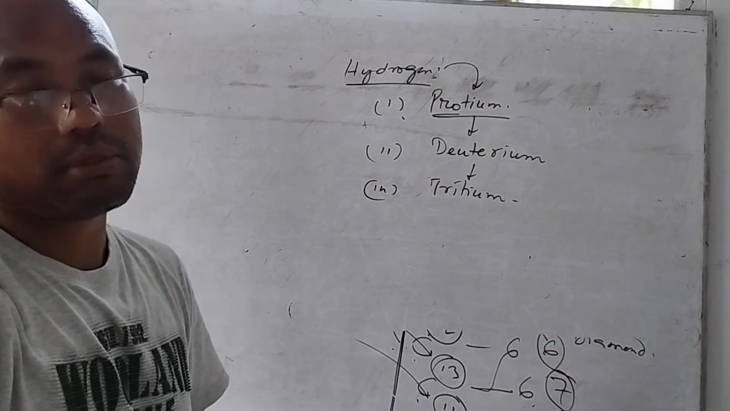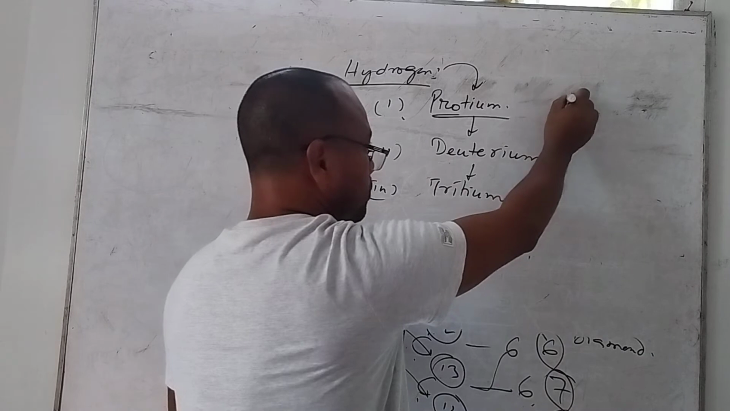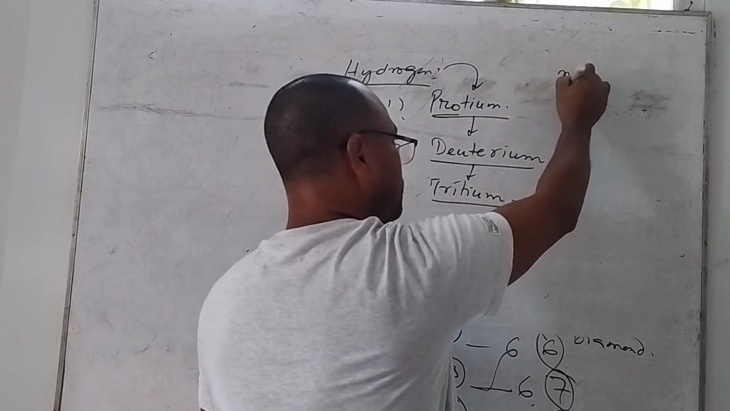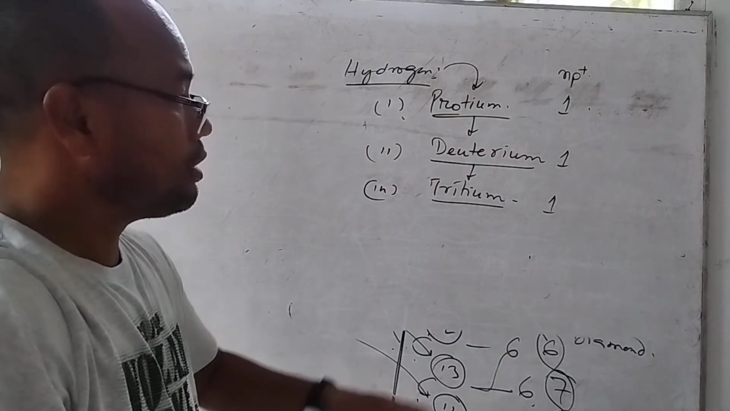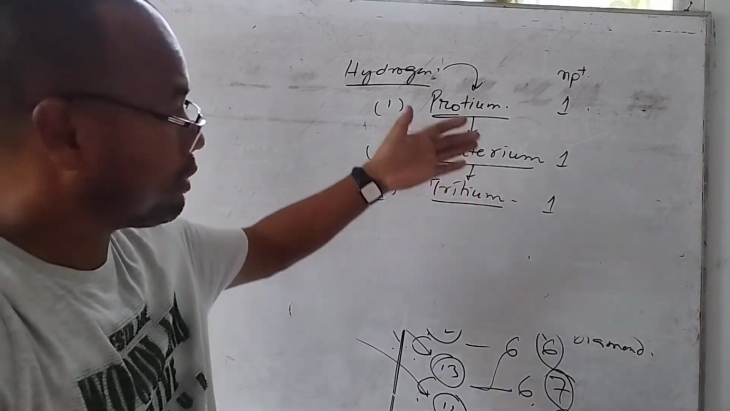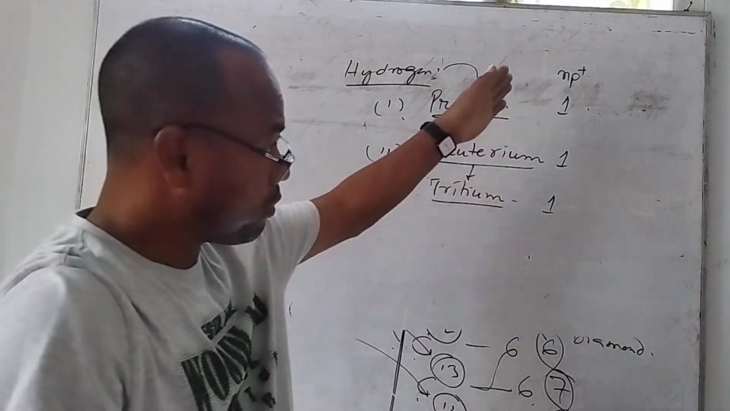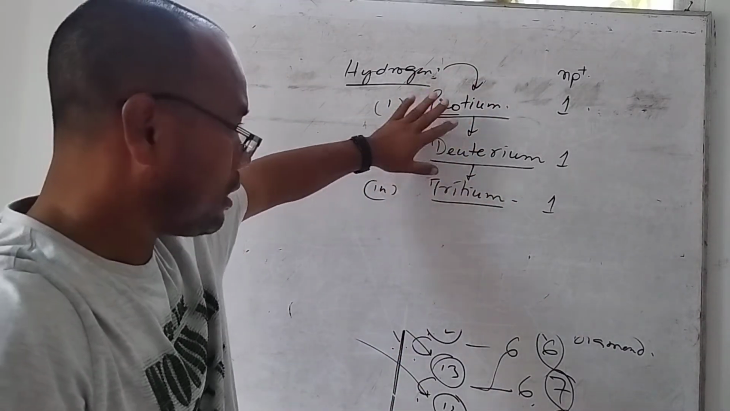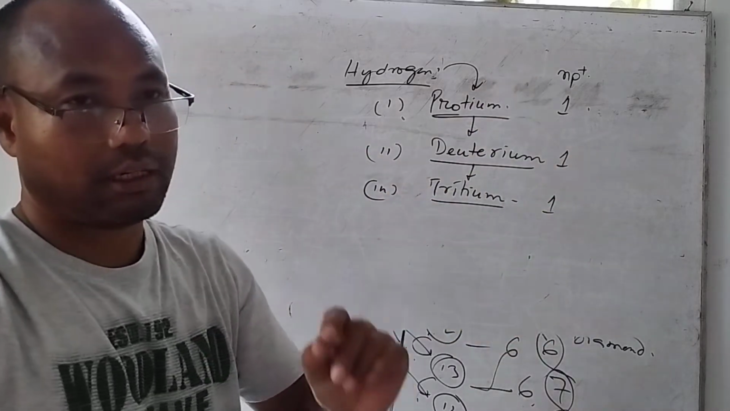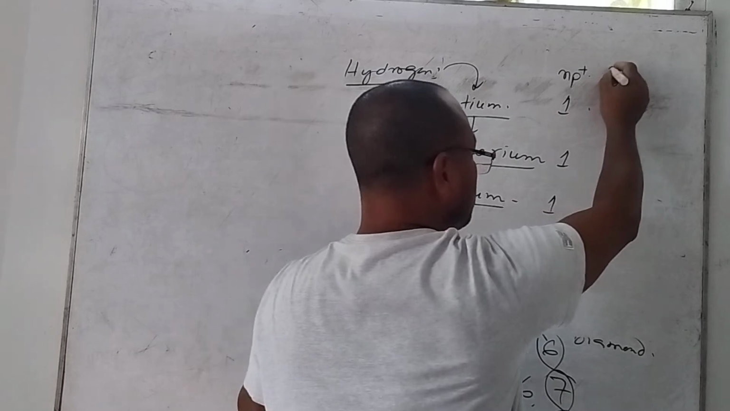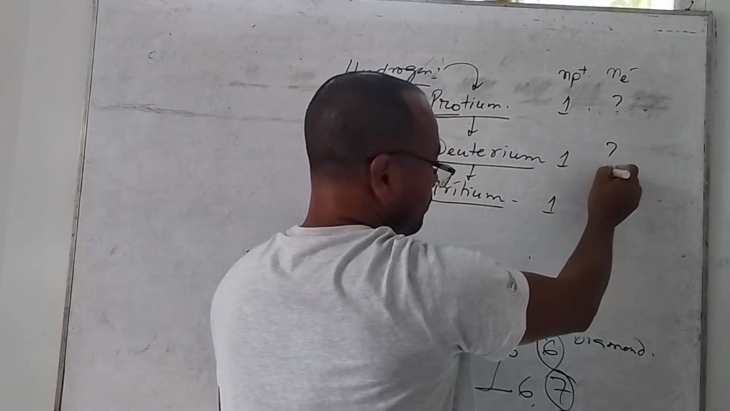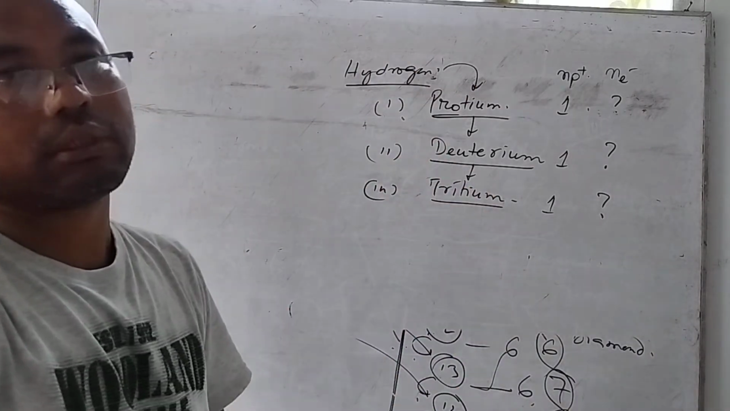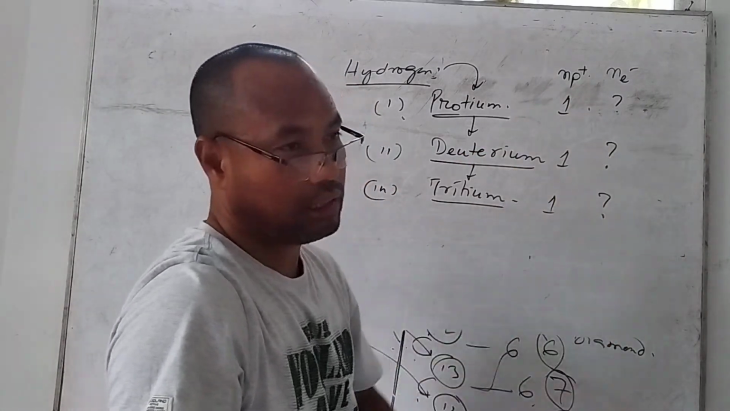What is the atomic number? That means, what is the number of protons present? 1. I write number of protons. If you know the number of protons, you know the atomic number of this hydrogen, which I said is 1. And in atoms, the number of protons and the number of electrons are always the same. So all these three have the same number of electrons. That means 1, 1, 1 here.